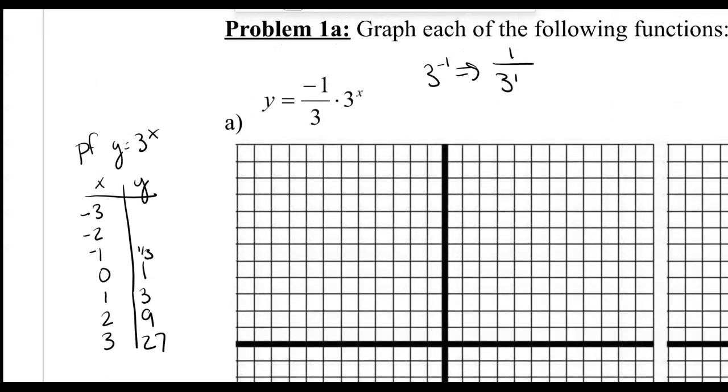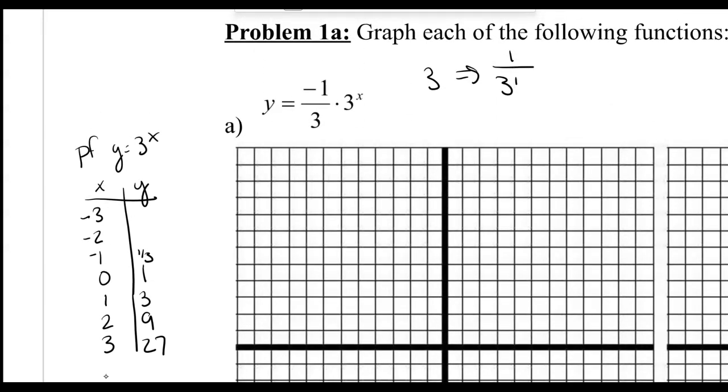Same idea with 3 to the negative 2. It's just going to flip over and be 1 over 3 to the positive 2, which is just 1/9. And then 3 to the negative 3 is the same idea. It's just going to be 1 over 3 to the third, which is 1 over 27. And that's it, that's all.